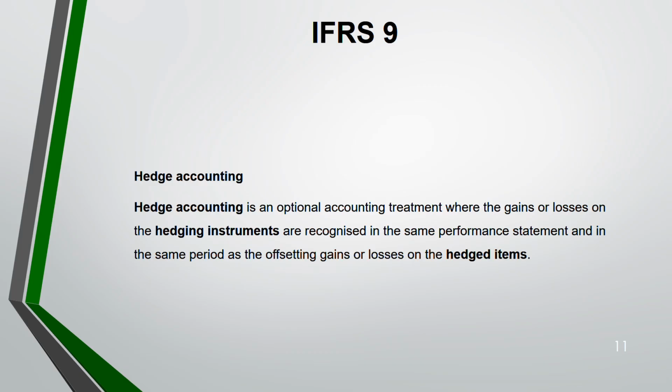So if you're having a gain in the hedging instrument, you're going to have a loss in the hedged item. So the gain and the loss in the hedged item will be offset by the gain and the loss in the hedging instrument. If this relationship is there, then only you can use hedge accounting.